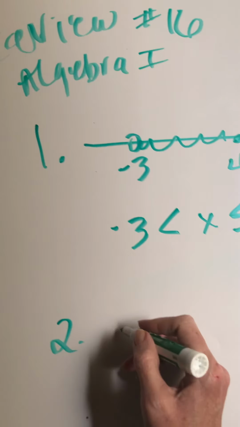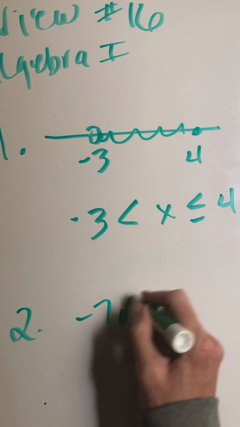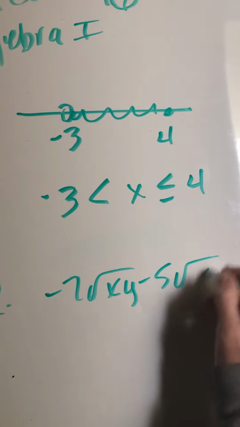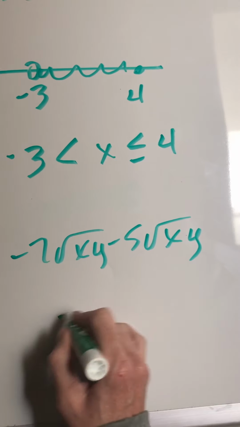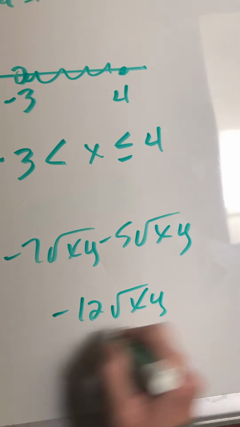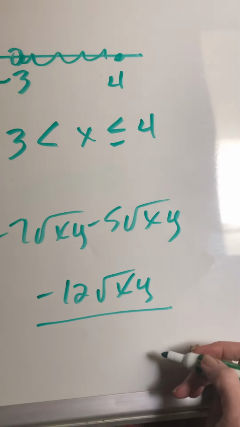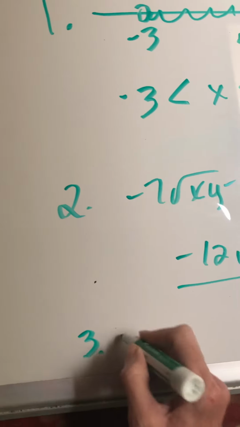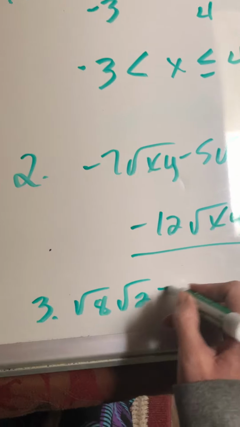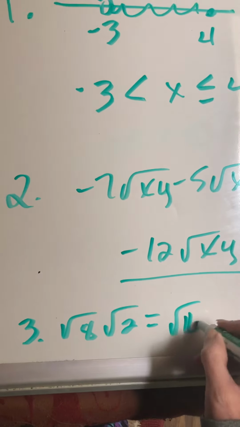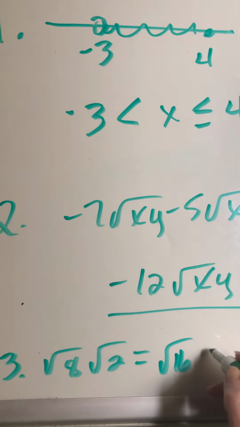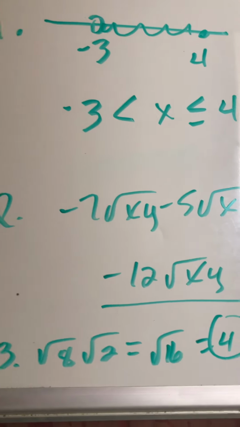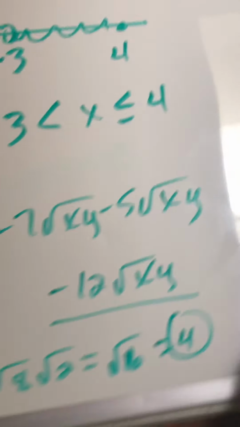Then on number 2, you're combining -7 square roots of xy minus 5 square roots of xy. So you just combine like terms. -12 square roots of xy. Nothing happens to the xy underneath, okay? Then on number 3, you've got the square root of 8 times the square root of 2, which would be the square root of 16. And the square root of 16 is 4, so you'd finish that out. Make sure you finish that out.